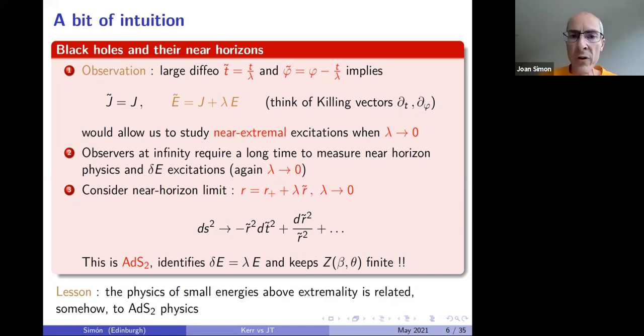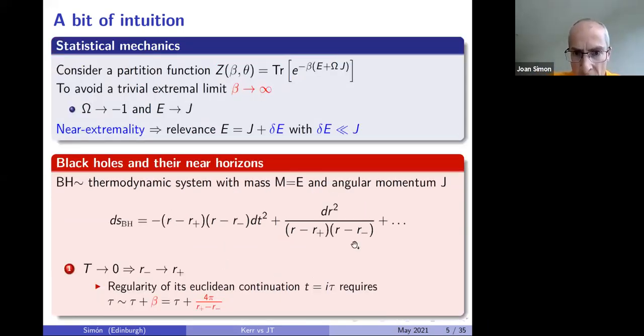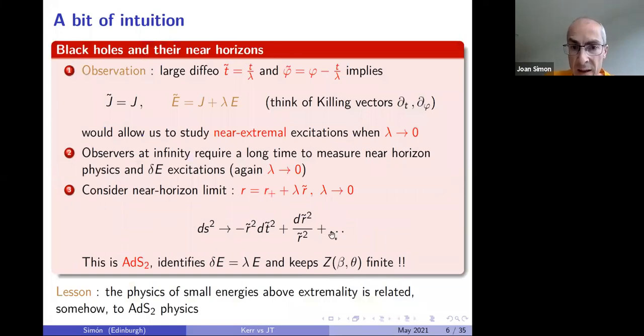That's the rough intuition. What I want to stress is that when you do that in a near-extremal black hole, it has to be near-extremal, that's the content of the theorem. So if I do the expansion of this two-dimensional subspace of the metric and I apply that large diffeo, what you will obtain is this metric in the new tilde variables. But that metric is locally AdS2.